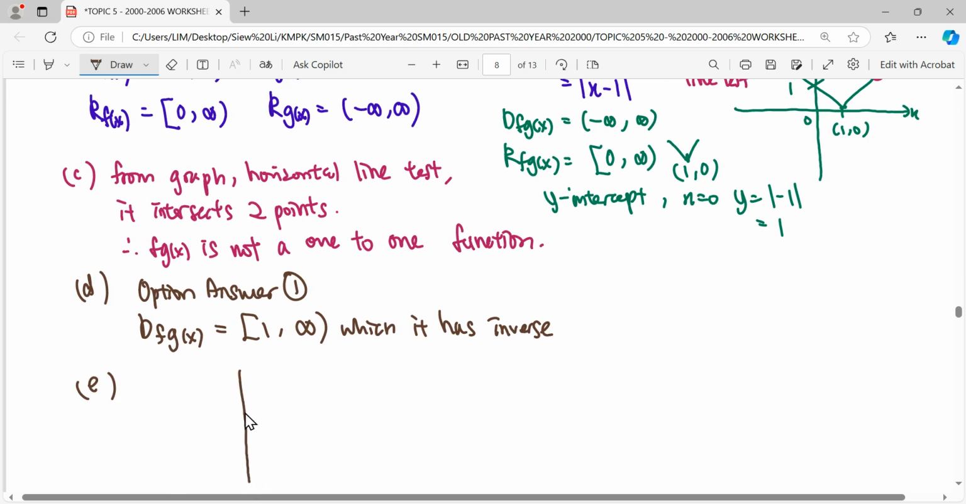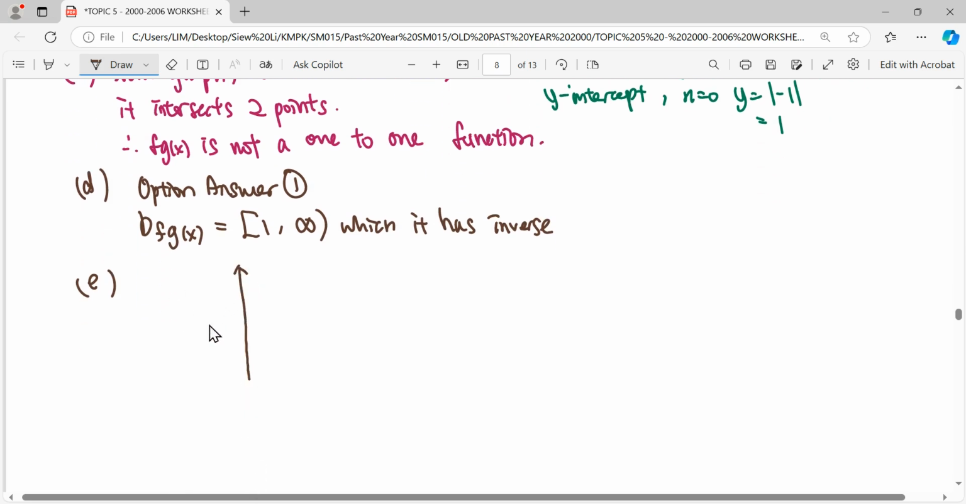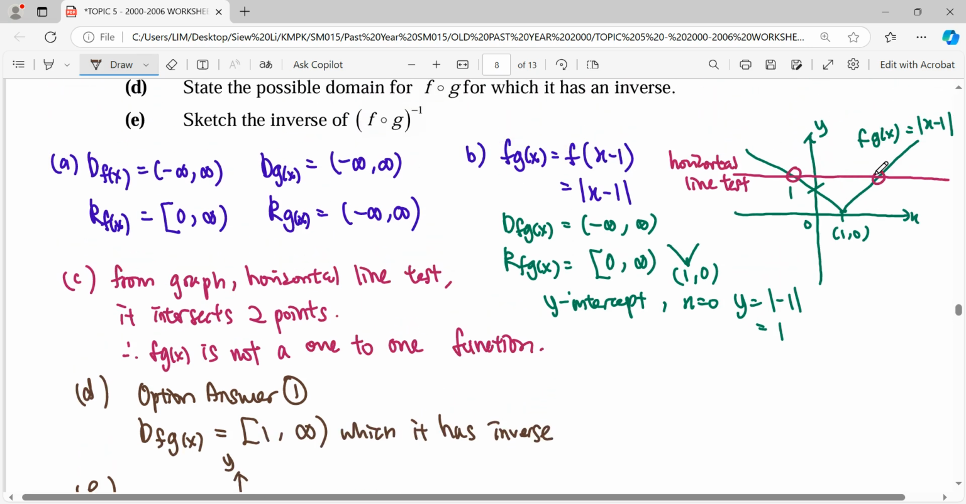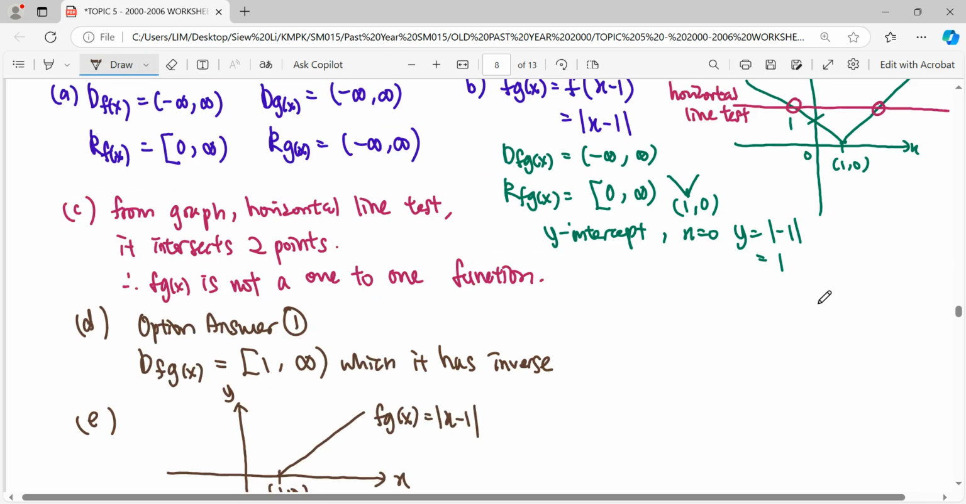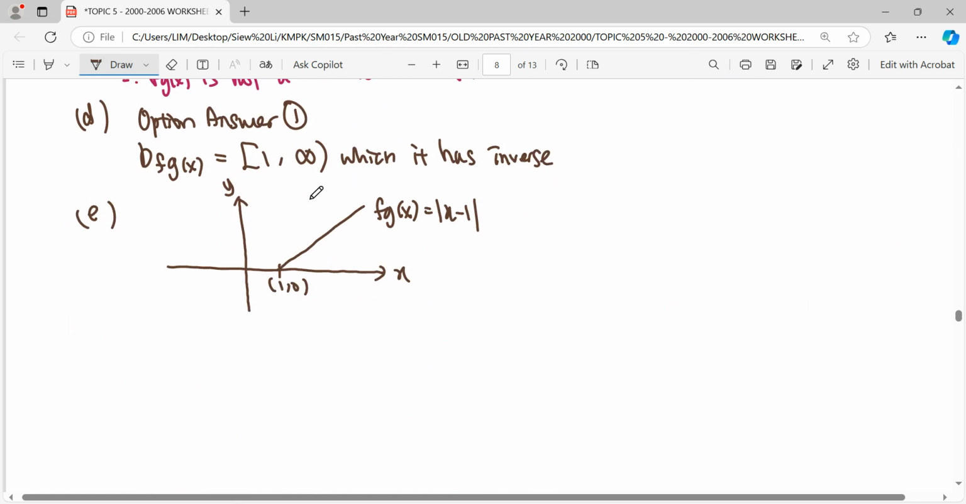So, draw back the graph. Y-axis, x-axis, and I select the new part, which will be 1 to 0 here, so 1 to 0 here, which is our fg(x). Then if I want to get my inverse graph, I need to do reflection. My reflection axis will be y equals to x.